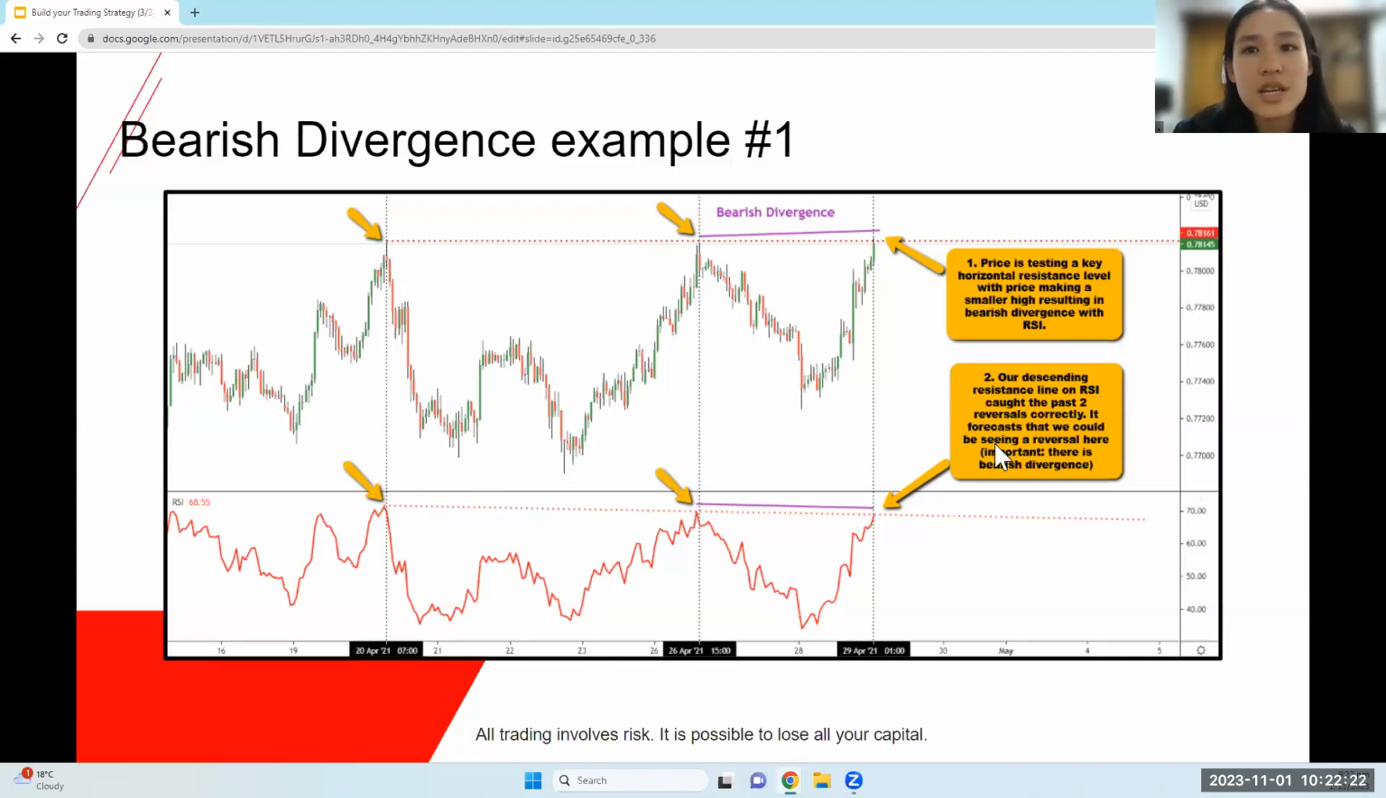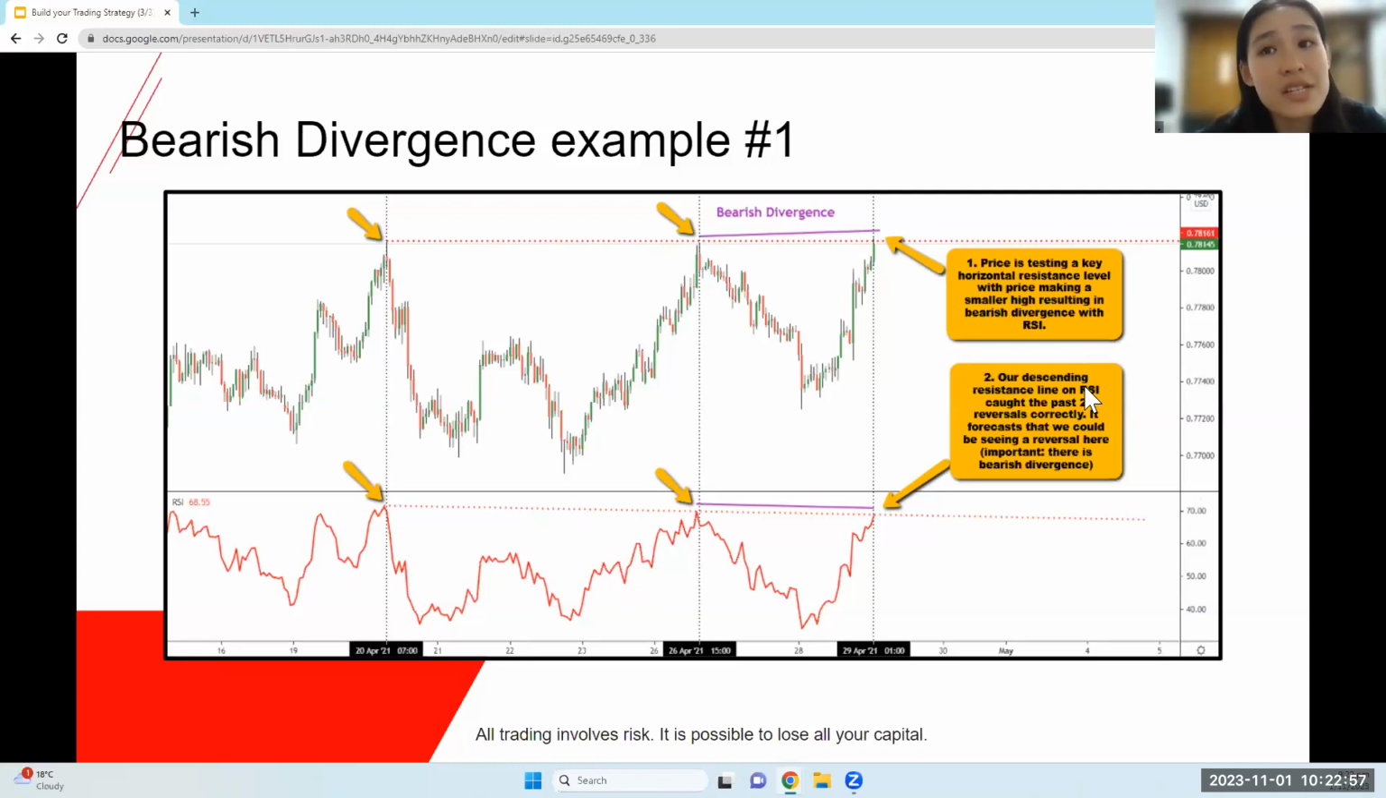So here's an example, whereas on our price chart, we can see that price is either respecting a horizontal resistance or it is making a higher high. Okay, so in this case, we see that price is respecting a horizontal level. Okay, first point, price is testing a key horizontal resistance level with price making a smaller high, resulting in bearish divergence with RSI.